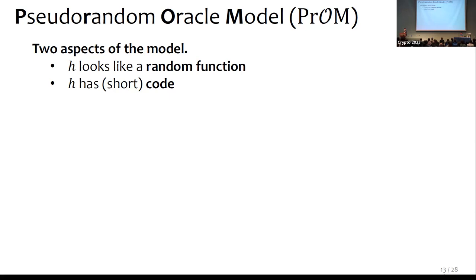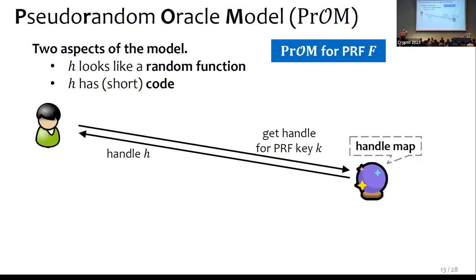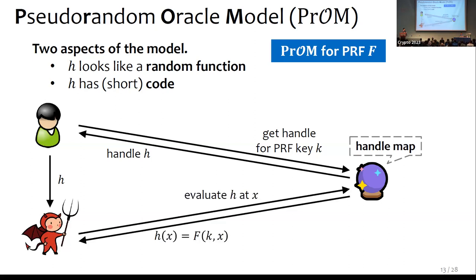So remember, this model has to capture two aspects of the hash function, that it looks like a random function and that it has short code. And this object is too familiar to us. It's a pseudorandom function. So the PROM is parameterized by a pseudorandom function. And anyone, such as the user, can come up with a PRF key and request its handle. The oracle will map the PRF key to a handle and send it back to the user. Then the handle can be distributed to other entities, such as the adversary. And with the handle, the adversary can request evaluation at any point. The oracle will recover the PRF key under this handle and then return the PRF evaluation result.